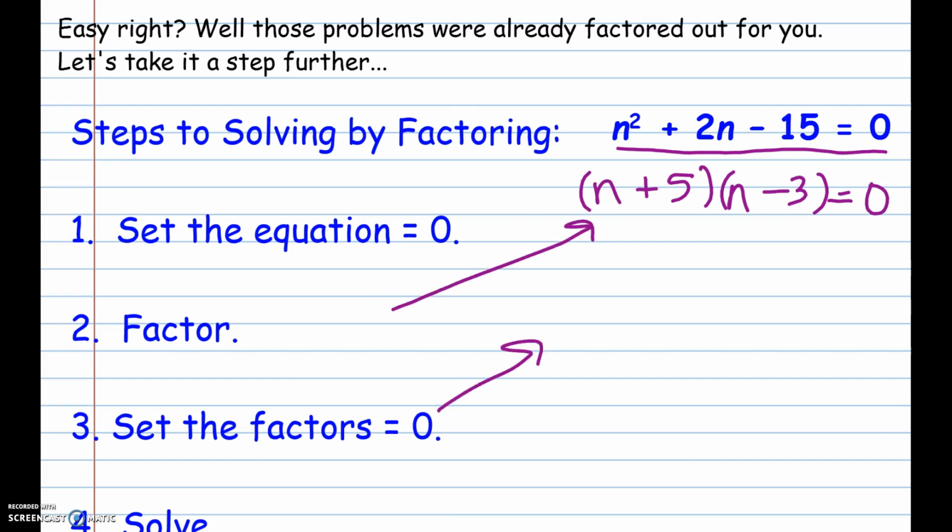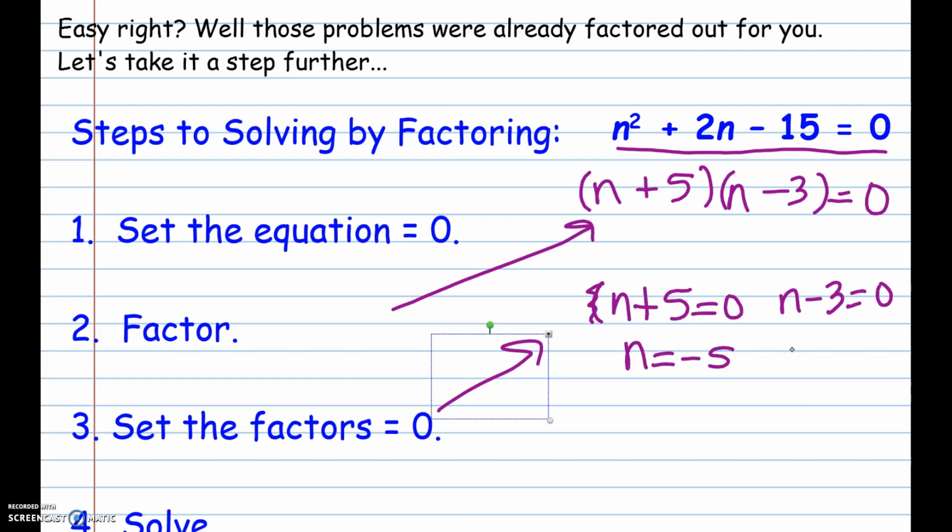Now I'm going to do step 3, which is what we just did. Put them both equal to 0. I don't need this parentheses. And then solve. So we're basically just adding a step. We're factoring it out instead of having it factored out for us.